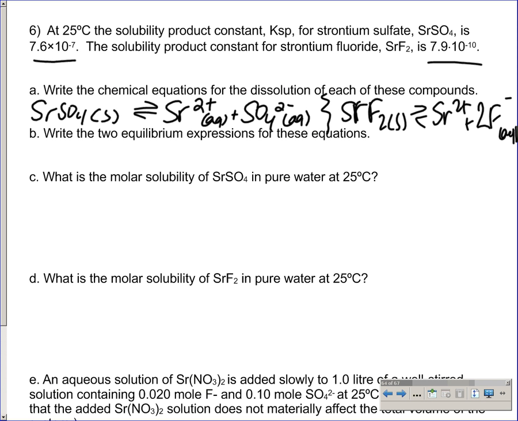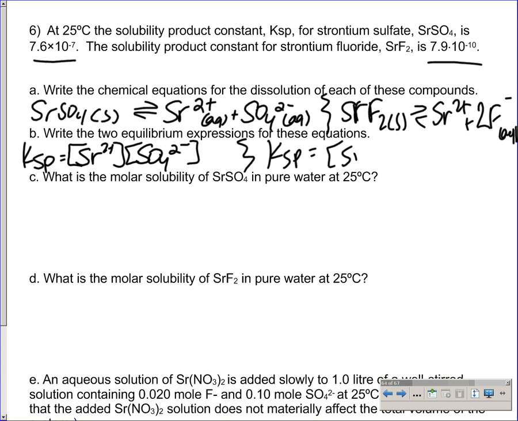Write the 2 equilibrium expressions. Write the KSPs. Okay, KSP for the first one is Sr2+ times SO4 2-. That's it, because there's nothing squared. Next one, KSP is equal to Sr2+ times F- squared.